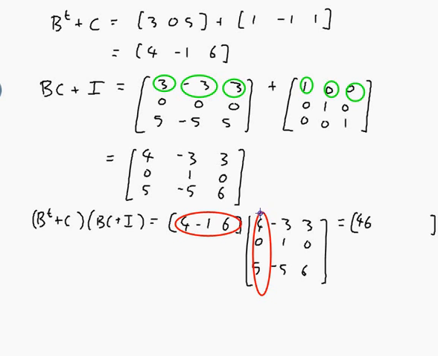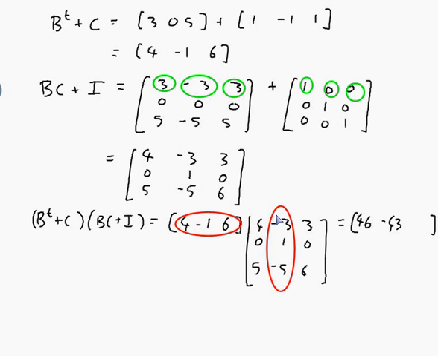And then we continue to move along the columns of our next matrix. Let's just make that a bit bigger. So 4 times minus 3 would be minus 12. Minus 1 times 1 would be minus 1. And 6 times minus 5 would be minus 30. So we have minus 12, minus 1, minus 30, which would be minus 43.